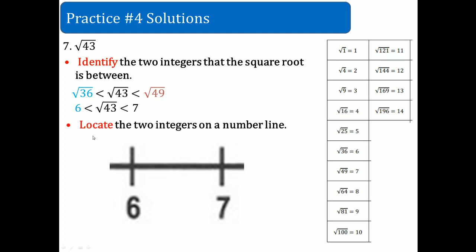You want to locate the two integers on a number line. That should be 36 here, and that should be 49. Sorry. And this should be 43. Okay? But it's roughly around 6.56. Again, I got these numbers wrong. This is 36, and that's 49. Okay? Sorry about that.